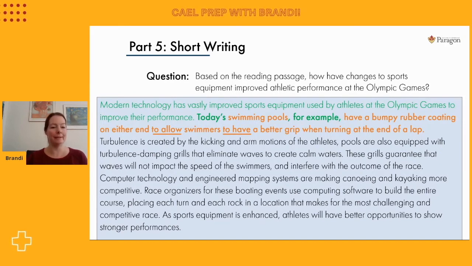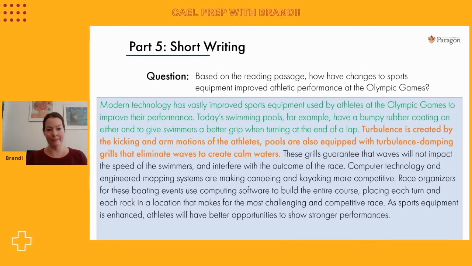if we could rewrite this, so that first one that says to allow swimmers to have, if we change that verb just a little bit, if we try to give swimmers, then we can take out that second infinitive altogether, and the rest of that sentence makes sense. So to give swimmers a better grip when turning. So again, we've eliminated that repetition, and we've also made it a little bit less awkward for the reader. So I think that's a pretty sound revision to make.